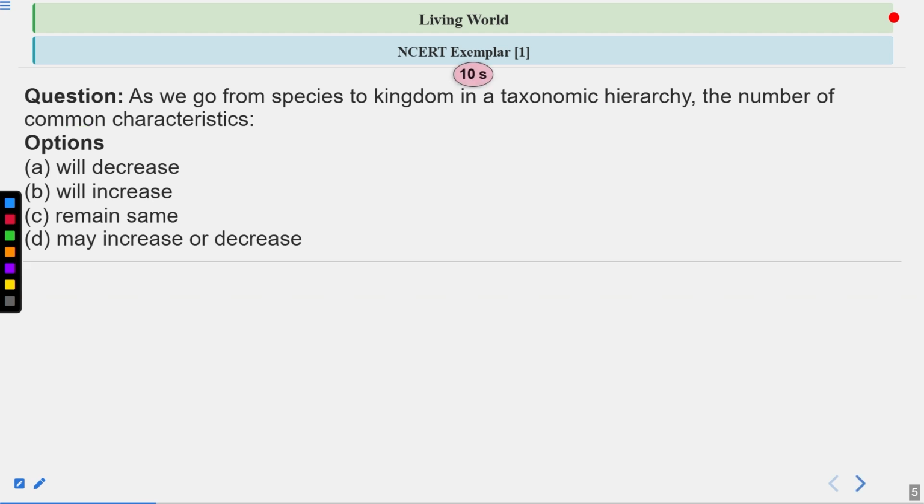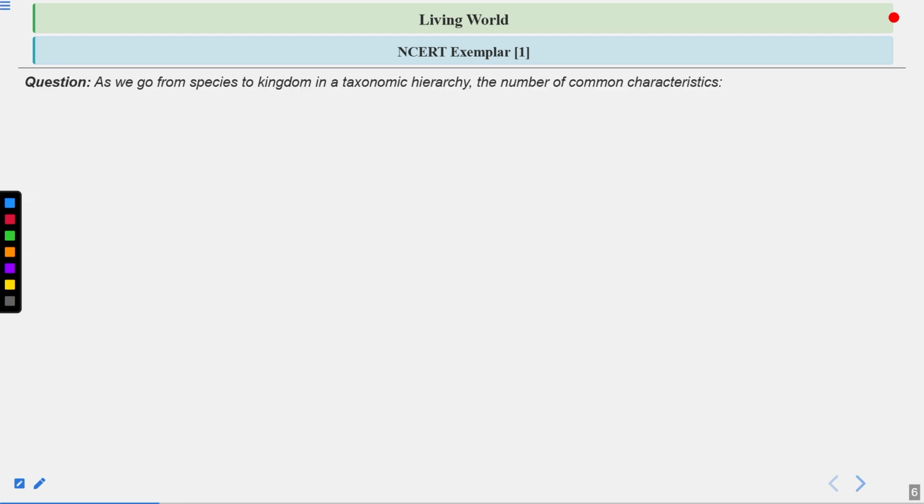So what will be the answer for this question? Let's have a look at the answer. The answer is option A: the shared, common characteristics will decrease. So option A is the correct answer here. Now let's have a look at the explanation.